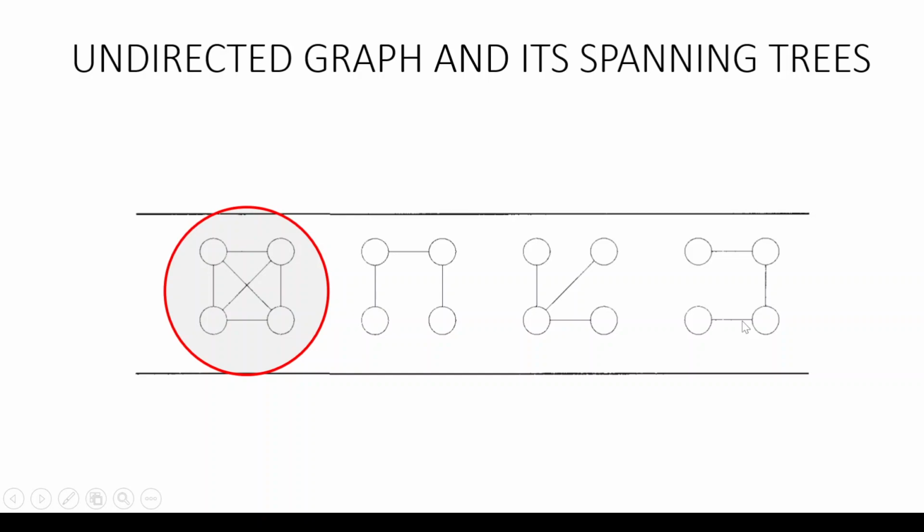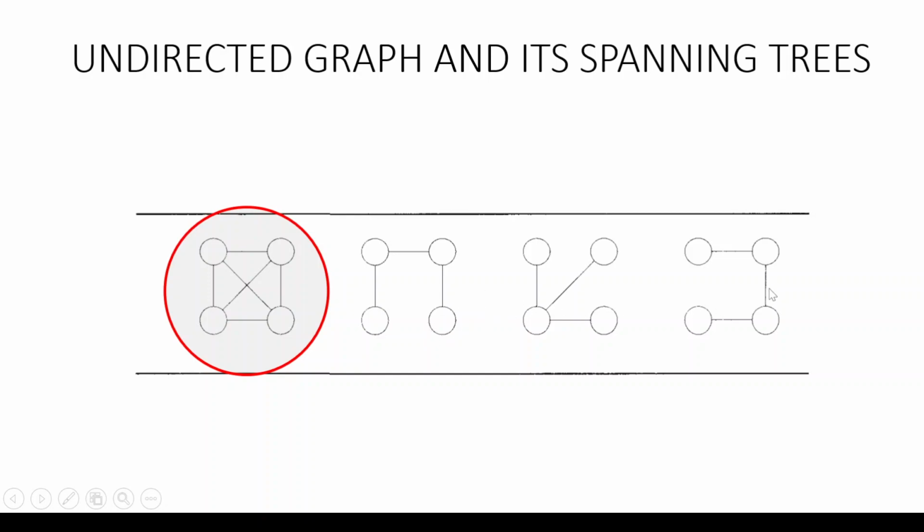The second condition was the number of edges should be V minus 1, that is the number of vertices minus 1. The number of vertices here is 4, so the number of edges has to be 4 minus 1, that is 3. So you can see all these spanning trees have the number of edges as 3 and there should not be cycles. None of these spanning trees has cycles, and all the vertices need to be connected.